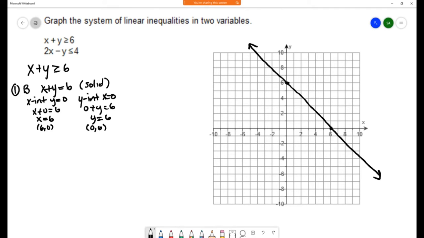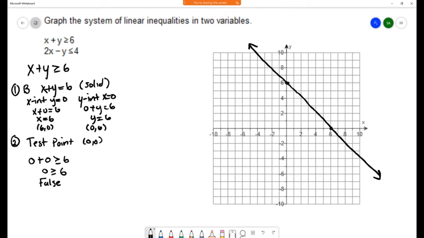Okay, so we've got our straight line, a solid line, and we need to figure out which side to shade on. So then we're going to find our test point. The test point cannot be on the line, so we'll use the point 0, 0. We'll test that into our inequality. 0 plus 0 is greater than or equal to 6. That simplifies to 0 is greater than or equal to 6. And that is false.